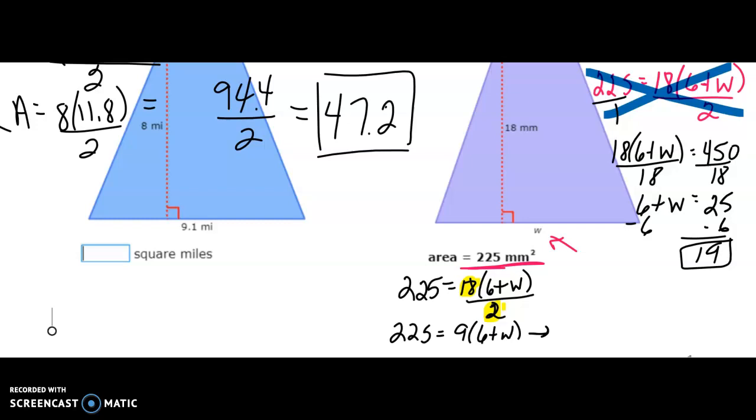Again, there's so many different ways that we could do this and do it right. So let's go ahead and stick with what I did on that last one and divide by 9. So 225 divided by 9 is 25. Duh. That's what I got last time, huh? 6 plus W, subtract the 6, and we get 19. And again, there's several variations to what I just got finished doing. If you have any questions on different steps, different correct steps, let me know, and I will tell you if it's right or wrong.